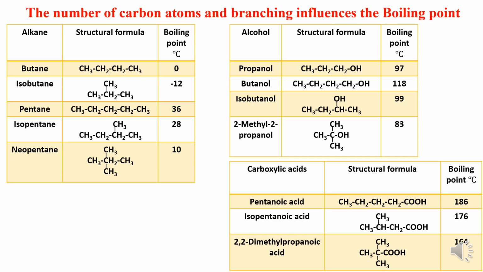Now the influence of the number of carbon atoms and branching on the boiling points of organic compounds is limited not only to these three classes of organic compounds, that is alkanes, alcohols and carboxylic acids. It is equally applicable to other classes of organic compounds like aldehydes, ketones, esters, ethers, alkyl halides and others. I have considered alkanes, alcohols and carboxylic acids as representative examples to explain the influence of the number of carbon atoms and branching on their boiling points.